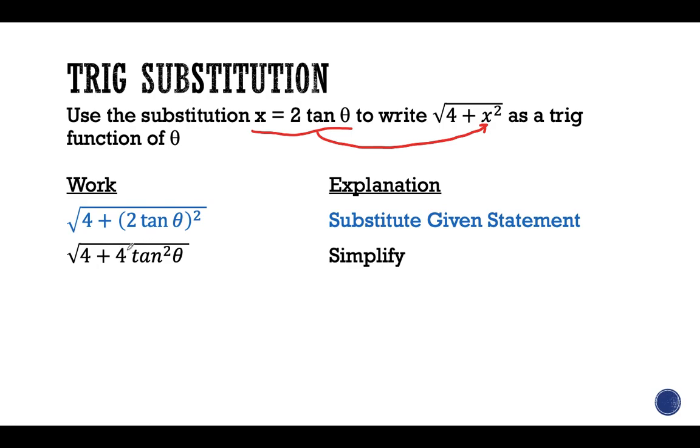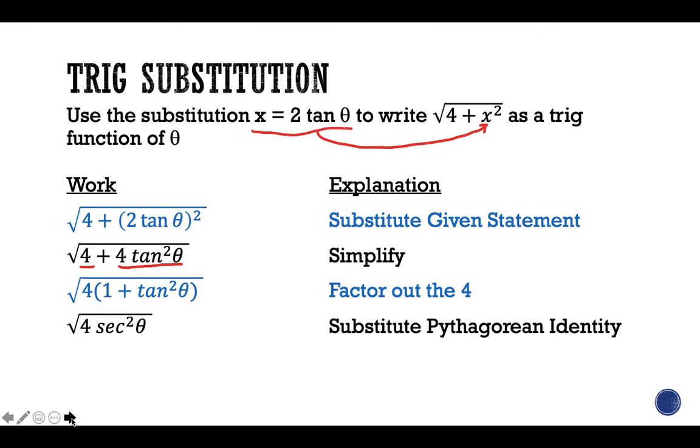Now I take a look at this and go, well, hey, I've got two terms here, the term of 4 and the term of 4 tangent squared theta. If you go back to our first simplifying example, we factored the common term out. So in this case, we're going to factor out the 4. That leaves us 1 plus tangent squared theta, right? Hopefully you looked at that and went, hey, that looks like some type of Pythagorean identity, and you would be correct. We know that 1 plus tangent squared theta, if you look back at your Pythagorean identities, is secant squared of theta.